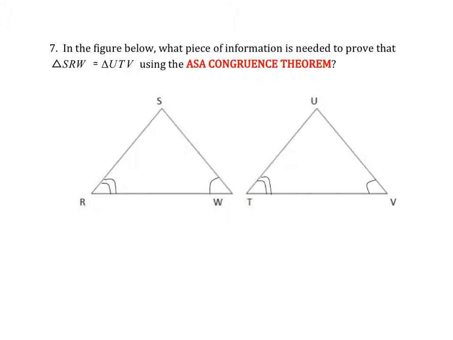All right, so let's look at this next problem. It says, in the figure below, what piece of information is needed to prove that the two triangles are congruent using the ASA congruence theorem? So remember, ASA stands for angle, side, angle. And it needs to be in that order.